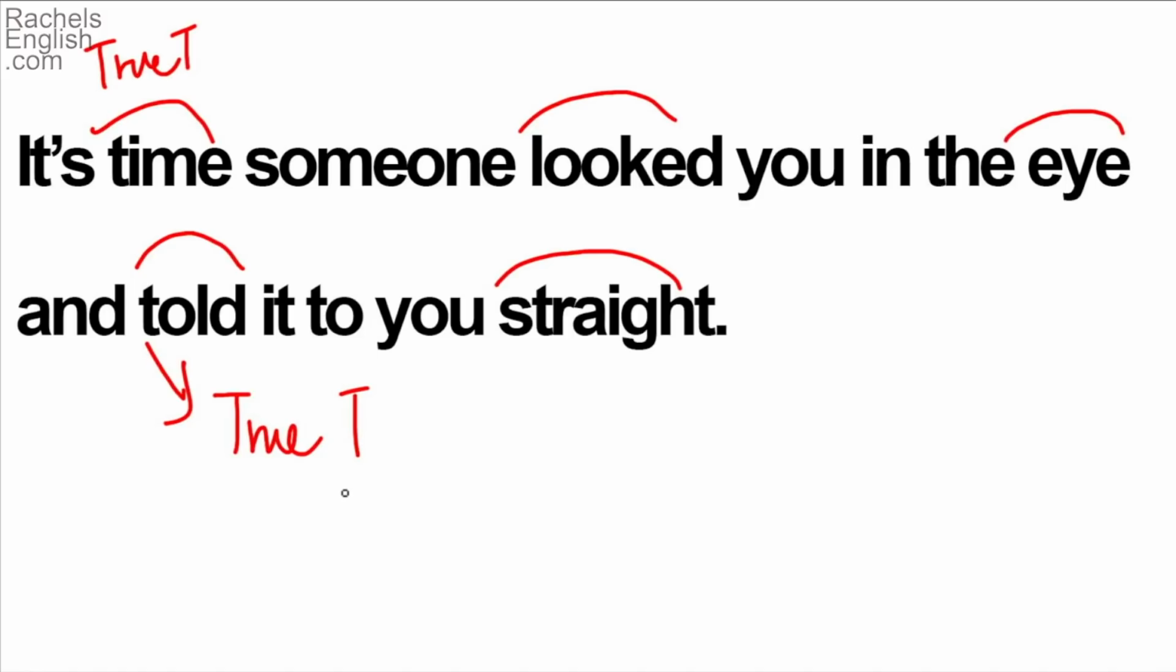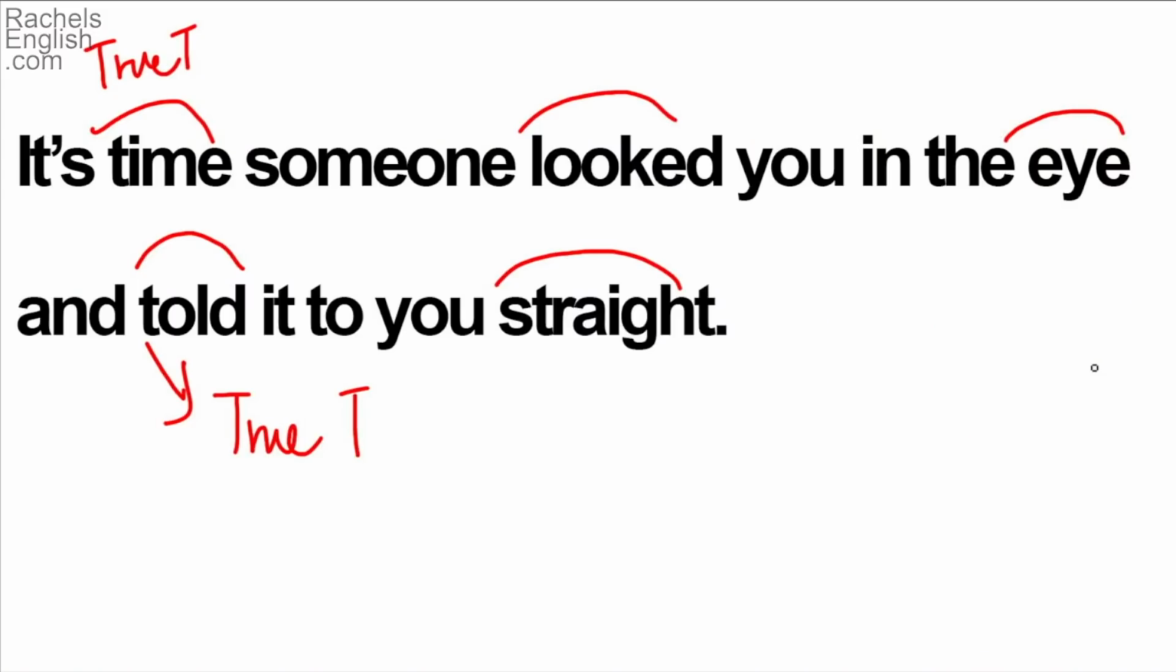All right, let's look at the unstressed words and any reductions that we have. It's time someone looked you in the eye and told it to you straight. It's flatter in pitch, but no reductions. We still have all the sounds. I, T, S cluster. It's time. It's time someone. M right into S. Again, no reductions with someone. None of the sounds change, but it's not someone. It's someone.